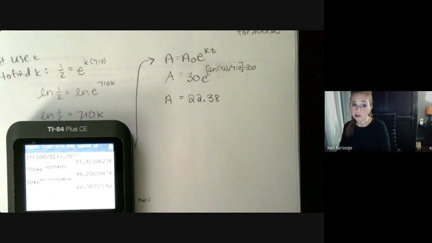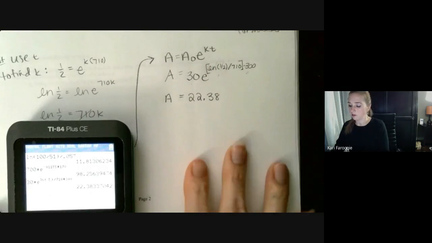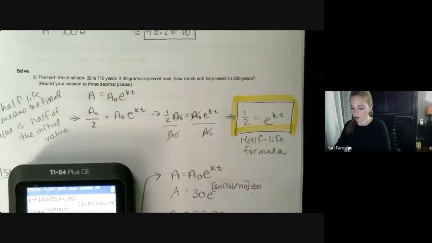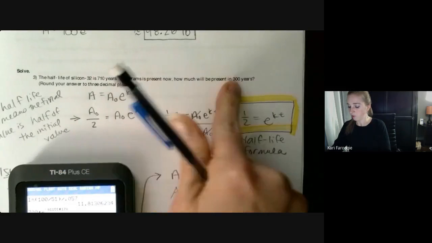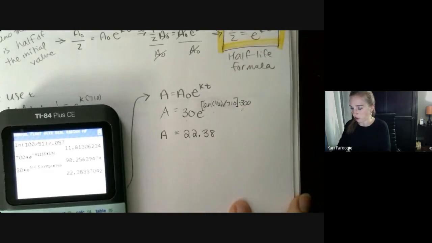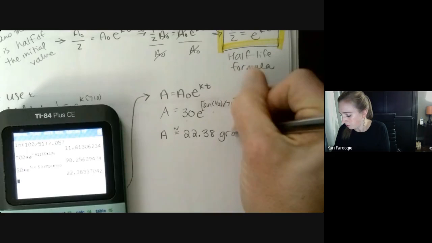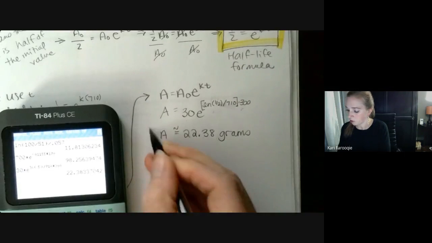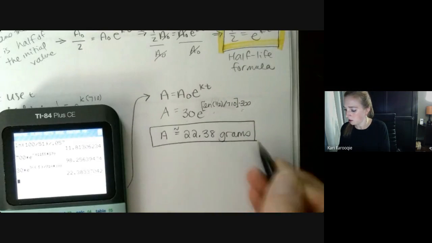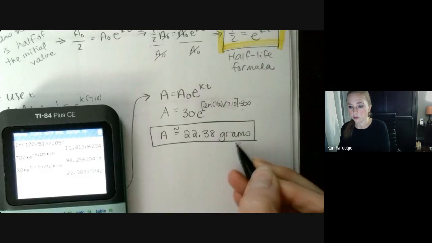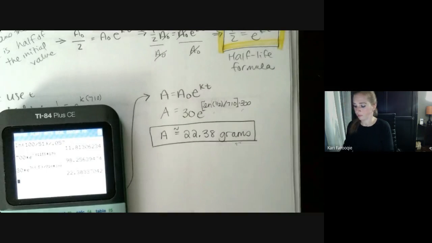Now remember, the amounts that we were talking about were listed in grams. 30 grams are present now. How much will be present in 300 years? So that means the amount that will be present in 300 years is about 22.38 grams. Make sure that you label your answer with a unit. On your test, if you don't put a unit on this, you will lose points. You must use a unit. Grams.